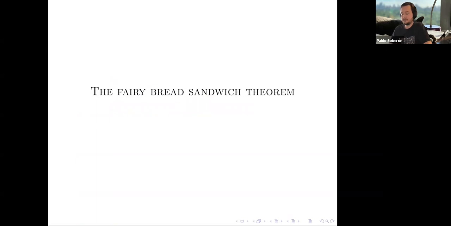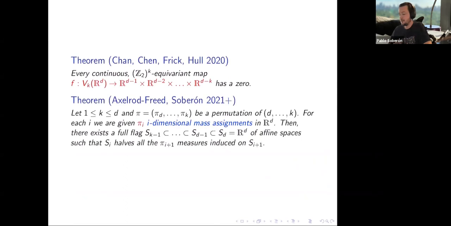So the big result was the following. I give you a permutation that tells me how many i-dimensional mass assignments I have for each dimension from k to d. And I want to find this full flag of spaces where each of them bisects all the measures on the next one. Okay? And this is our big topological result. So we somehow want to take this and reduce it to a continuous map between spaces.